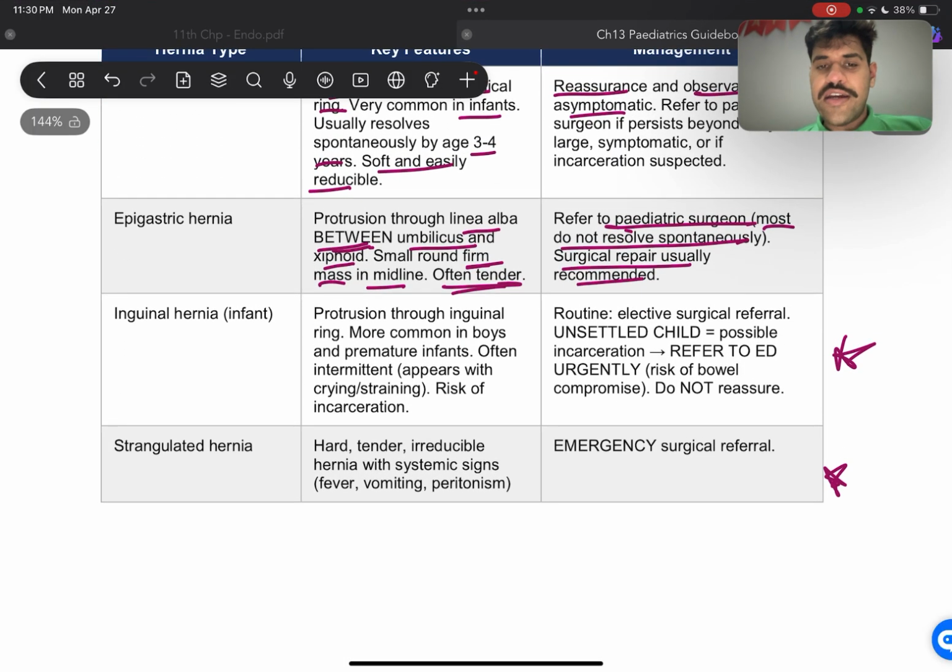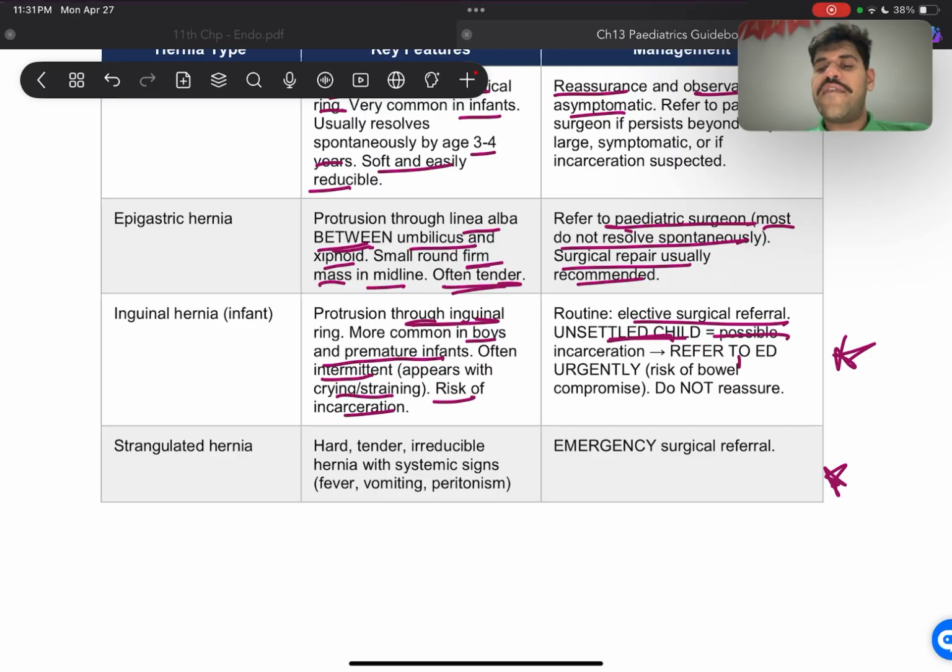Now, inguinal hernia in infants, it's a protrusion through the inguinal canal or the inguinal ring, more common in boys and premature infants, often intermittent. It appears with crying or straining, and there's a risk of incarceration. Routinely, we have elective surgical referral, especially for an unsettled child, because it could mean that there's a possible incarceration. We refer to ED urgently because there's a risk of bowel compromise, and we do not reassure.